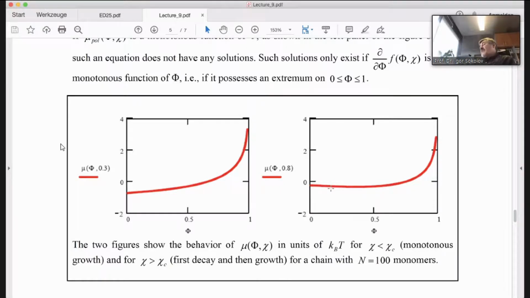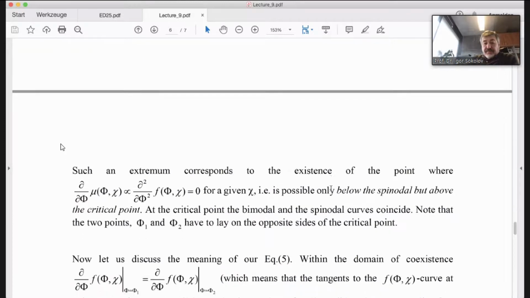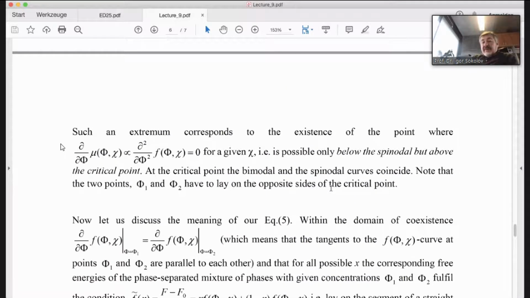When does the second derivative change the sign? Below the spinodal. So this situation corresponds to some curve which lays below the spinodal. But of course above the critical point, because there, as we will see, the single phase always wins.